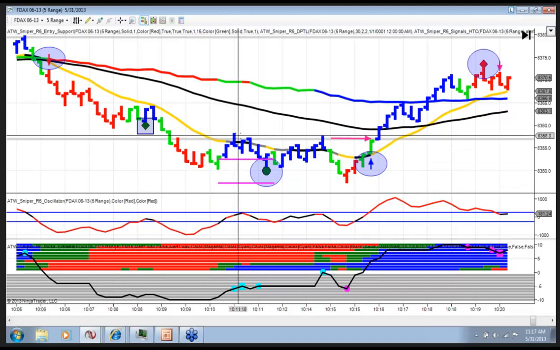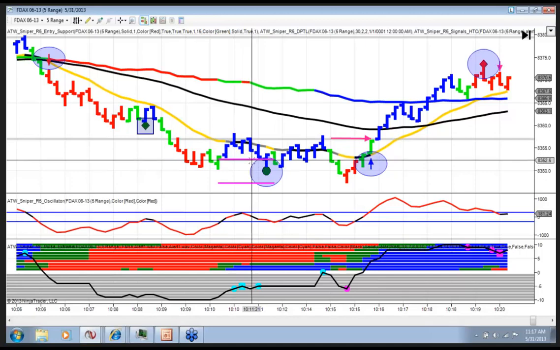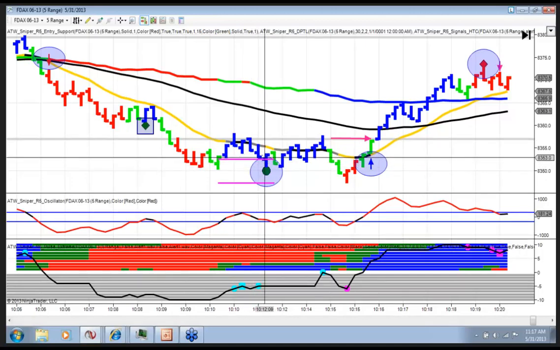The price action has to trade down into the buy zone. We have to at least touch the upper magenta line. And then if we get an up-close blue bar, that is going to fire a standard sniper signal. So it's really that simple.